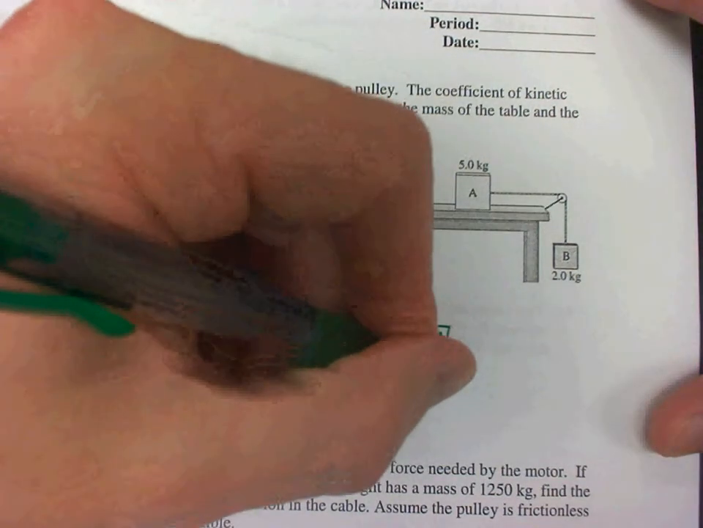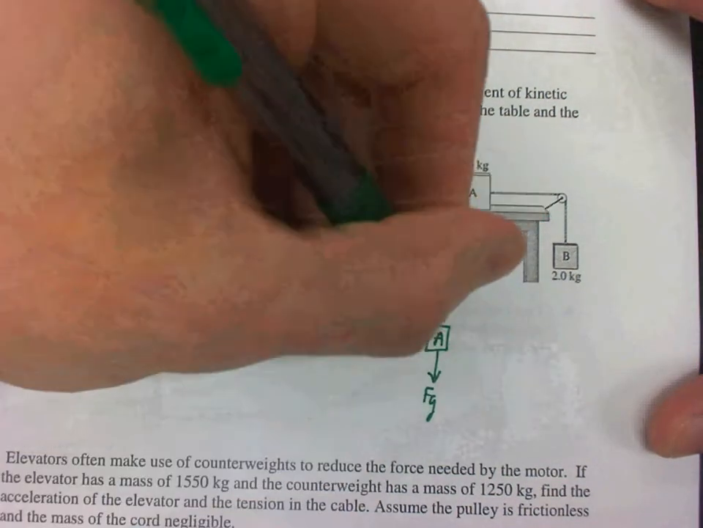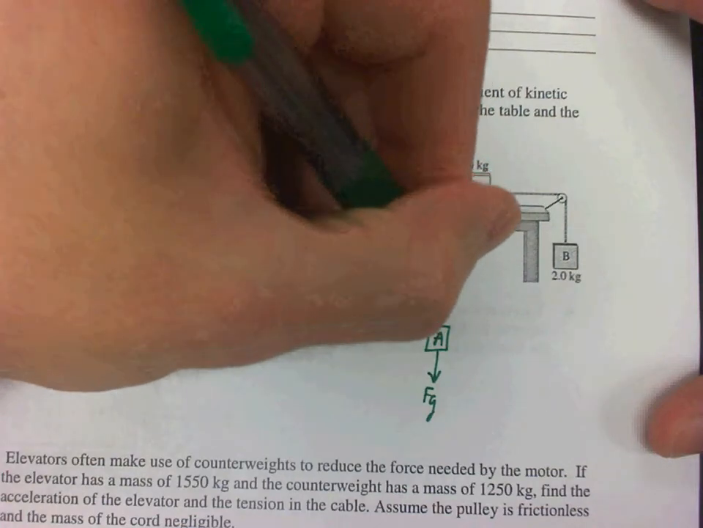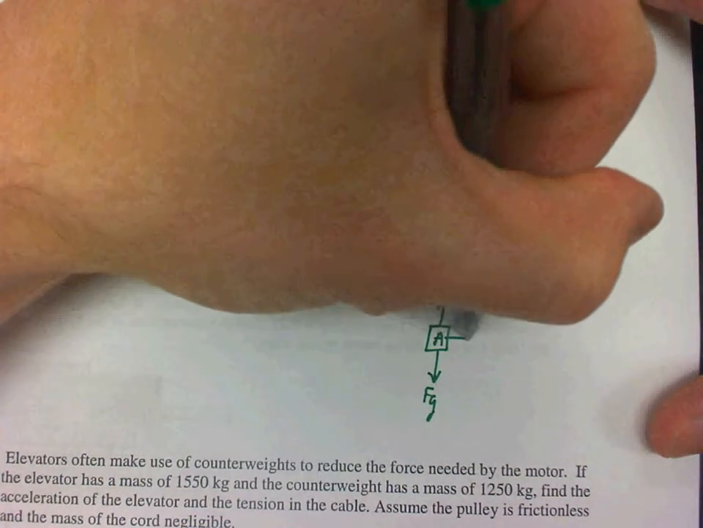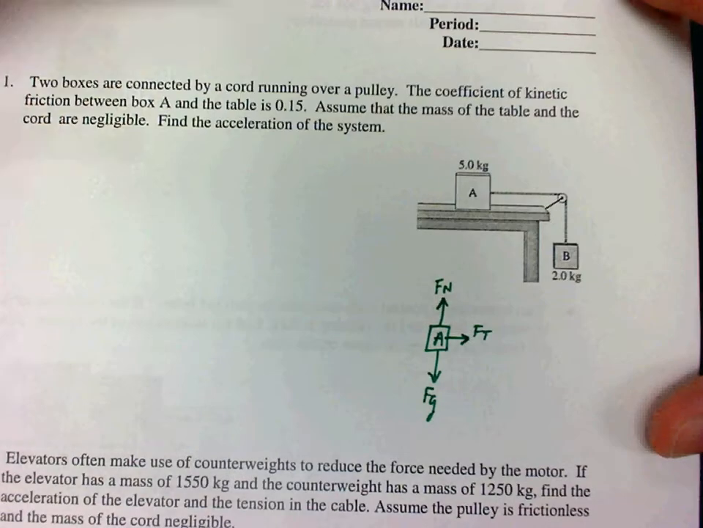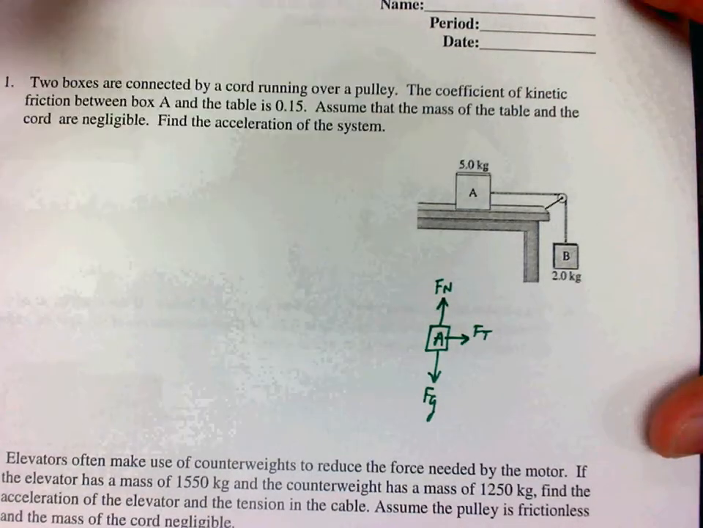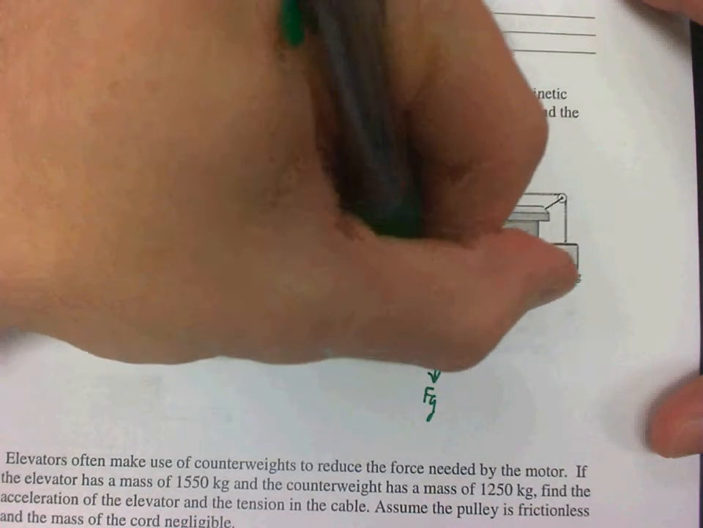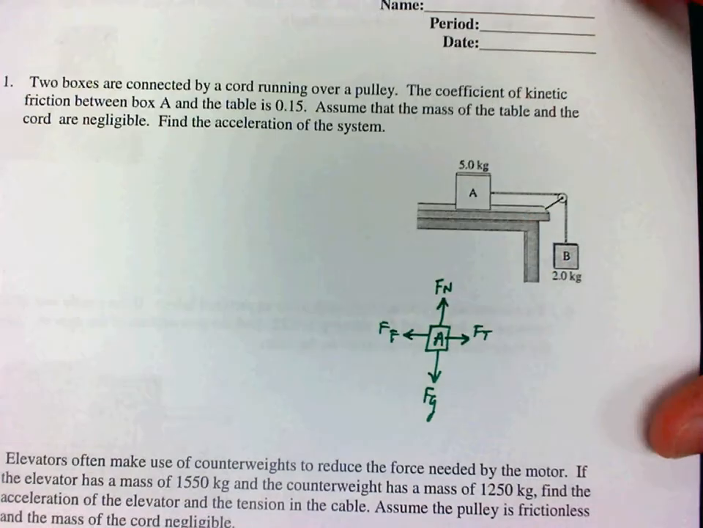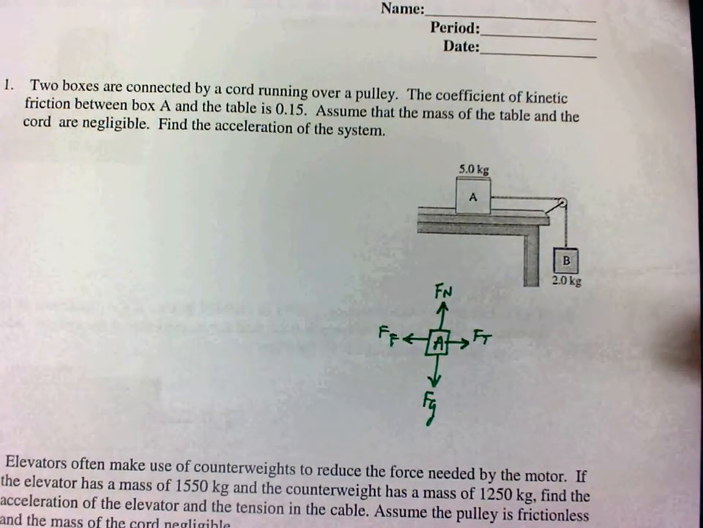box A has four forces acting on it. It has the force of gravity pulling it down. It has the normal force pushing up. It has tension, so Ft, because it has this cable attached to it. And resisting motion is frictional force. So that is the free body diagram for box A.